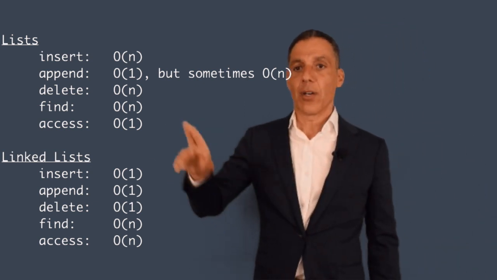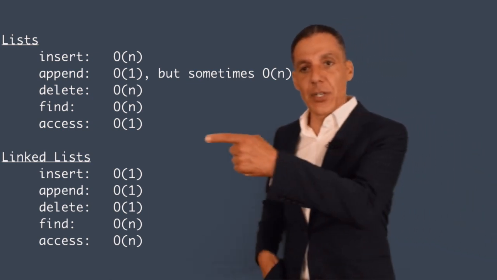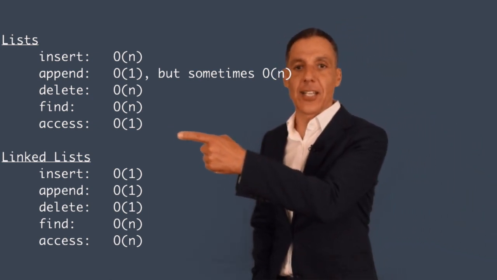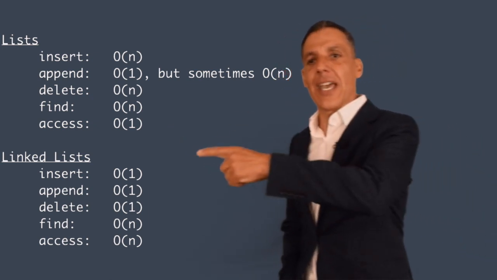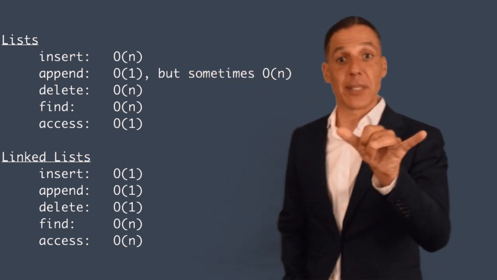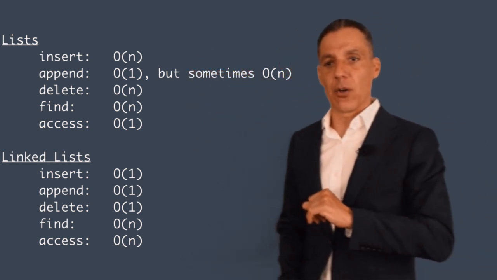Okay. Now, for lists, the real win here, of course, was access. The random access is very, very fast. And everything else, with the exception of append, because of the way we store lists, is big O of n.